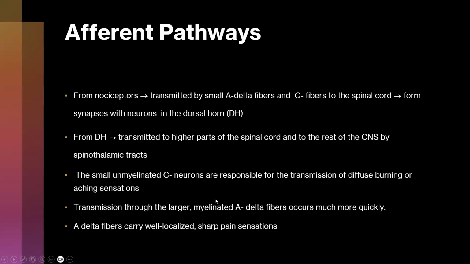Transmission through the larger myelinated A delta fibers occurs much more quickly. A question also comes up on that: which of the fibers carry the sensation more quickly? A delta. And why? They are larger and myelinated. A delta fibers carry well-localized sharp pain sensations.